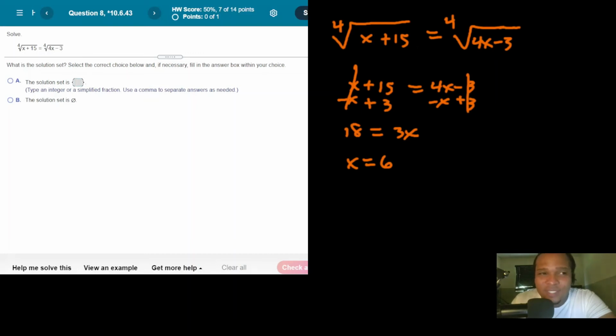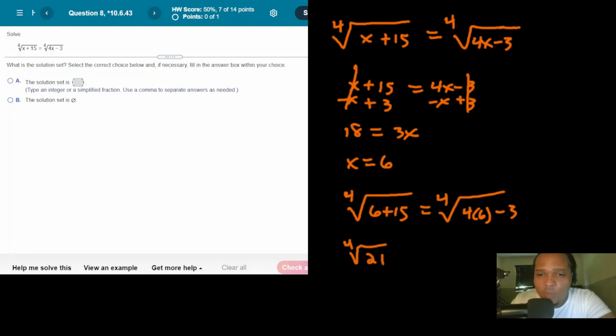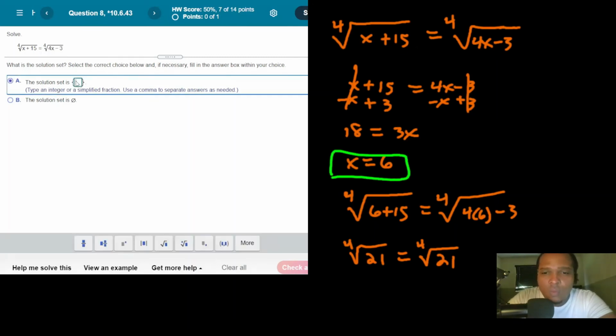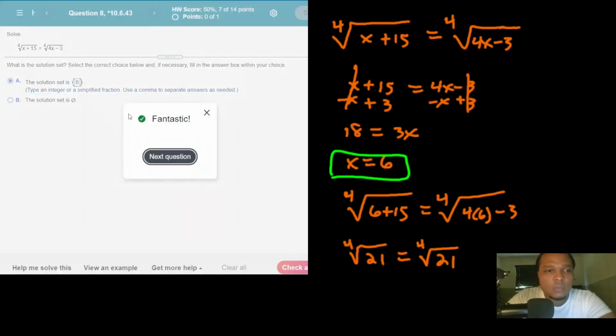So let's plug the 6 into this equation over here. We have the 4th root of 6 plus 15 is equal to the 4th root of 4 times 6 minus 3. And we want to see if both sides are equal. Over here we get 6 plus 15, which is 21. So we have the 4th root of 21 is equal to, we have 4 times 6, which is 24. 24 minus 3 is also 21. We got it. So this x equals 6 is definitely our answer. Got it. Fantastic.